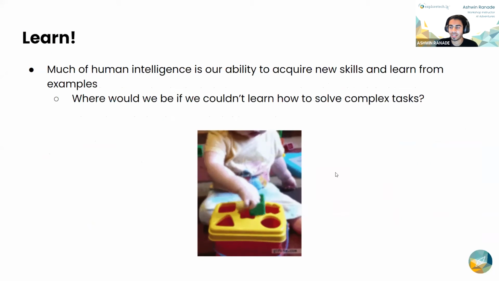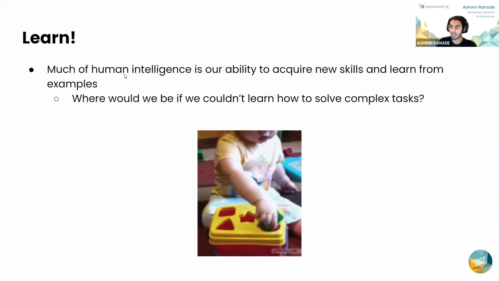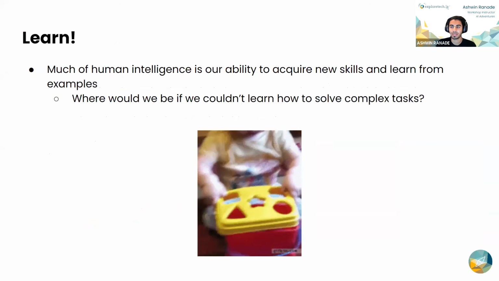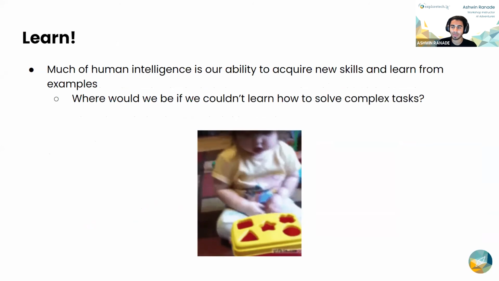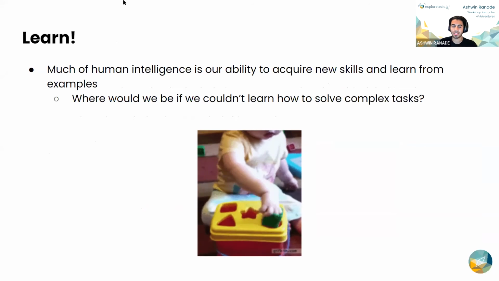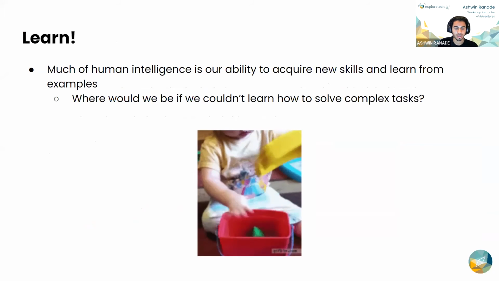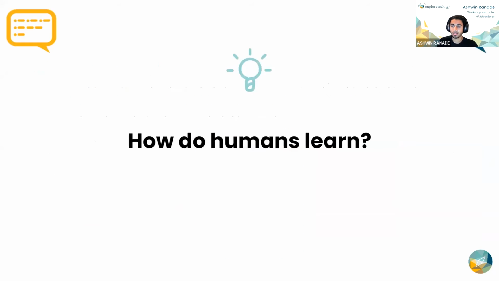Sorry, I didn't switch the slide. So yeah, like you guys said, a lot of human intelligence is based on learning, right? Obviously, when we're babies, we're not geniuses. But I feel like we're pretty smart now after we learned a bunch of stuff over our years. Okay, so our next question, how do humans learn? Is there a particular way we try and learn?